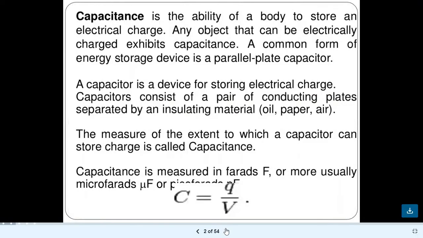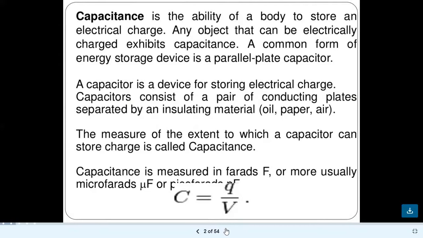What is capacitance? Capacitance is the ability of a body to store an electrical charge. Any object that can be electrically charged exhibits capacitance. A common form of an energy storage device is the parallel plate capacitor. So we can say that capacitance is the ability of a body to store a certain amount of charge.